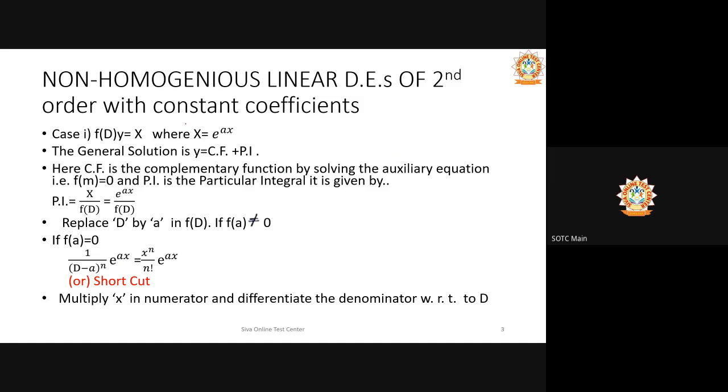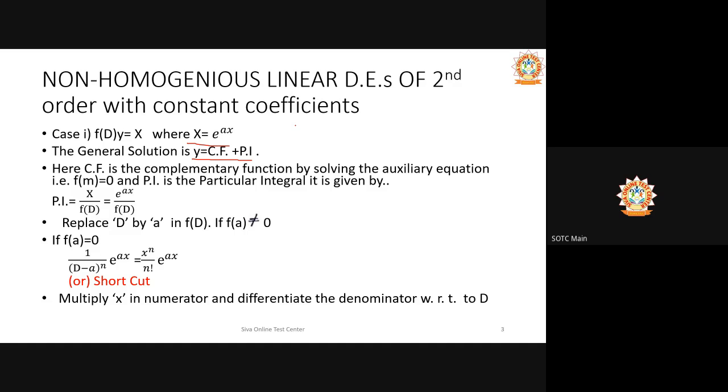So when capital X is equal to e power ax. In the normal homogeneous differential equation, your general solution, or complementary solution, or complete integral, is just given by y is equal to c1 e power m1x plus c2 e power m2x, like that. But in the non-homogeneous linear differential equation, y is equal to CF plus PI. Now see what this CF is. CF is nothing but your complementary function that you already solved in the homogeneous linear differential equation.